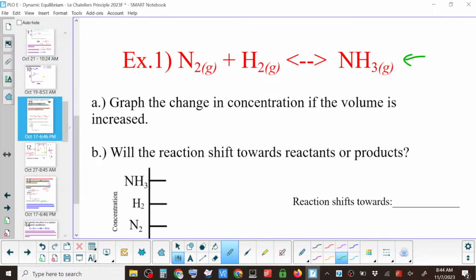So volume increase means pressure decrease. That's good, because pressure increases as the volume decreases. Mr. Newfield, okay, it's an increase, good. How much is it?